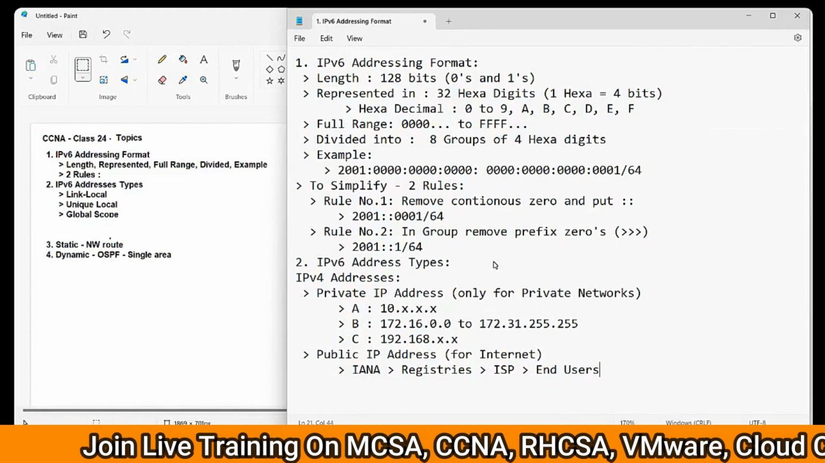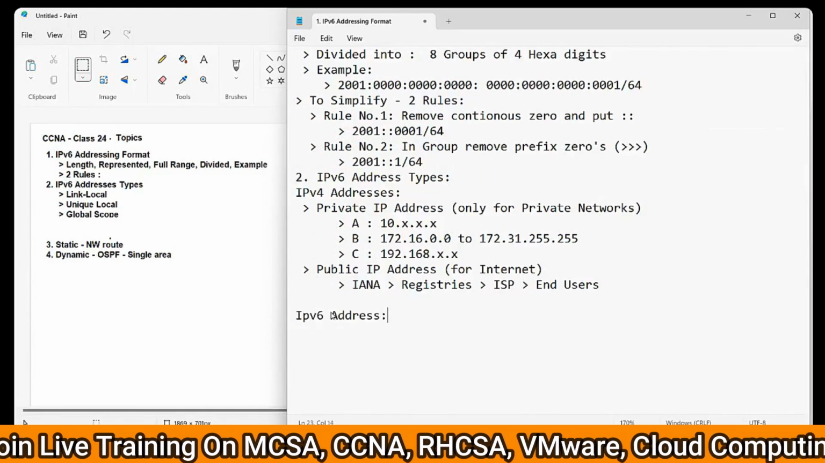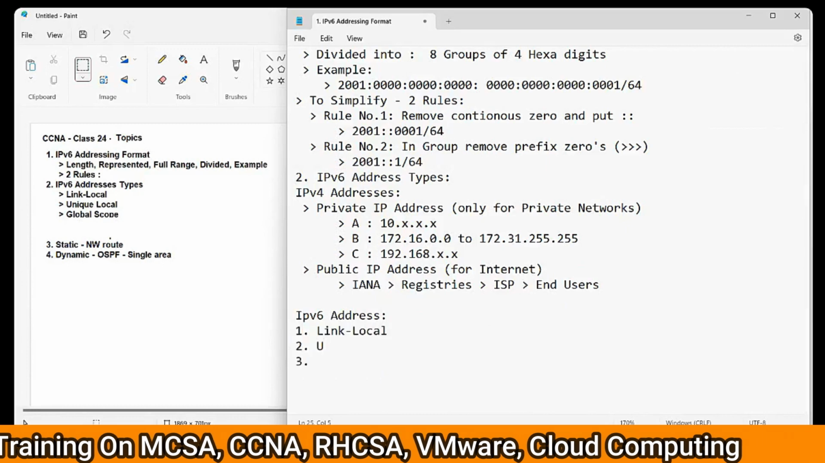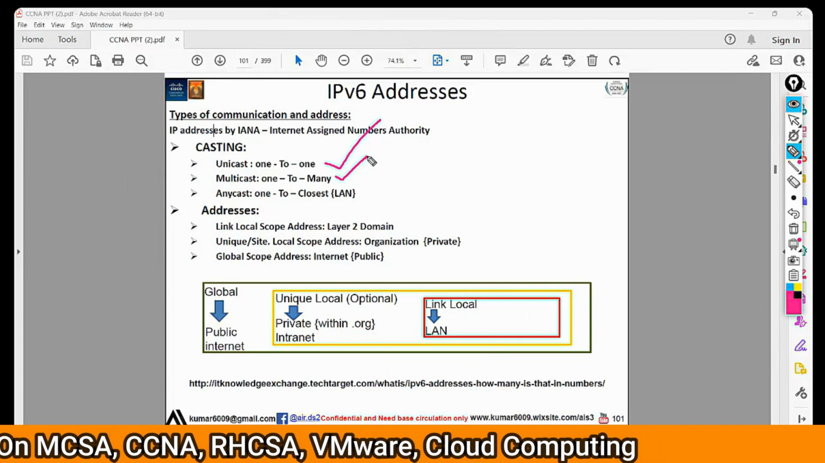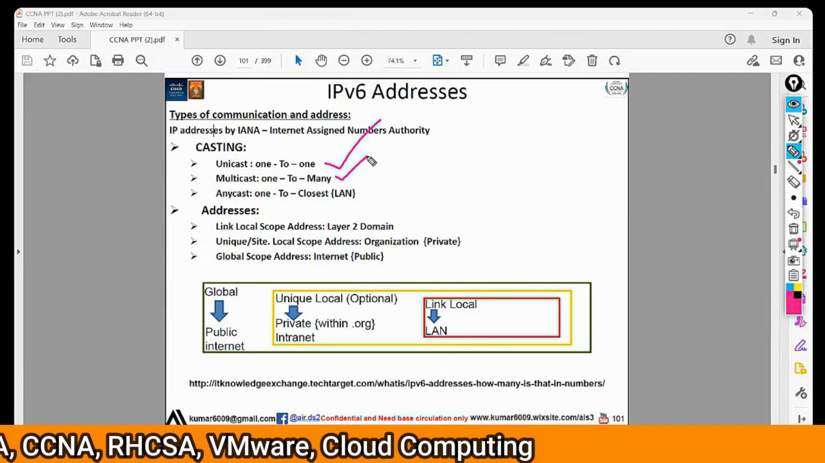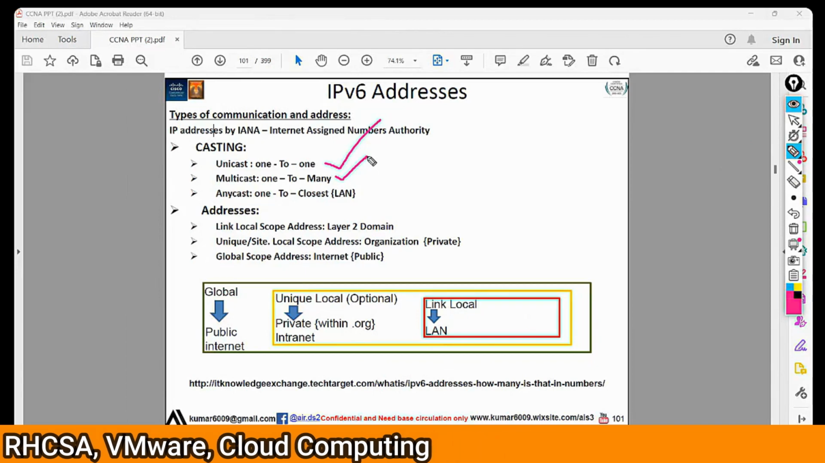Now I'm going to teach you IPv6 addresses. In IPv6, there are 3 types. One is unique local or site local, then multicast. Now in IPv4 we have broadcast, right? In IPv6 we don't have broadcast. Important point to be noted: in IPv6 there is no broadcast. We have unicast.